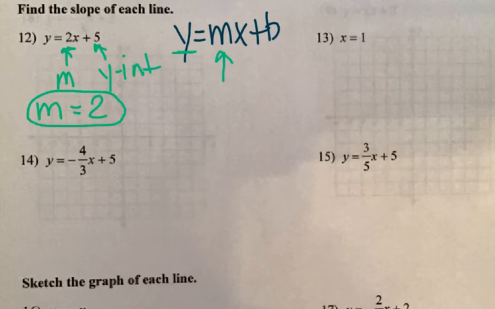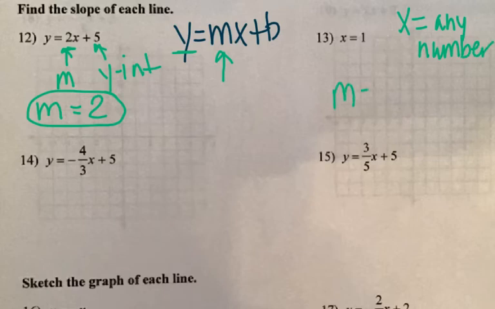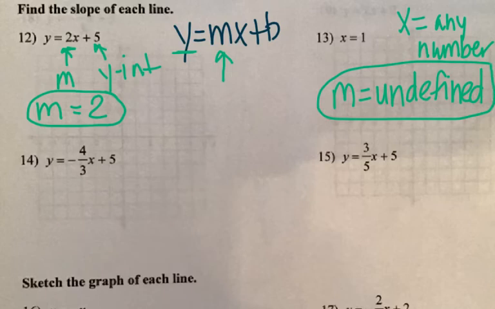Now, number 13 is a little bit different, okay, because it is not solved for y. It is a special case, x equals 1, so that means that it is a vertical line, and vertical lines have an undefined slope. Again, it's a special case and just something that you have to commit to memory. So if you have x equals any number, then that means your slope is going to be undefined. It's a rule that you need to memorize.